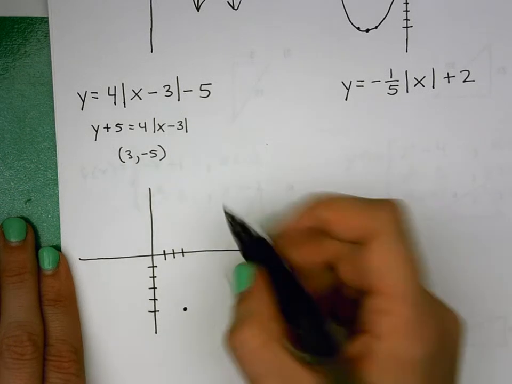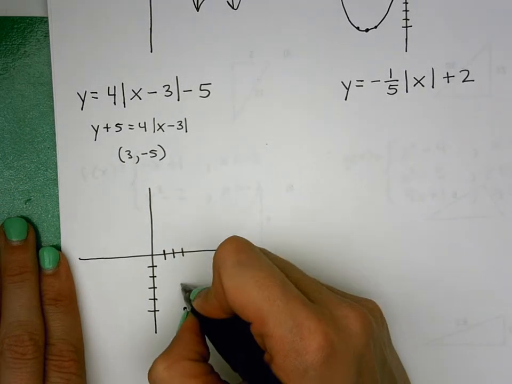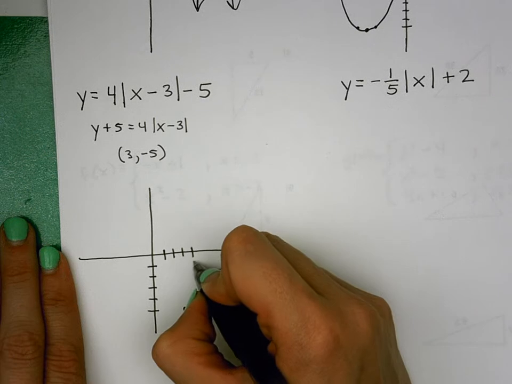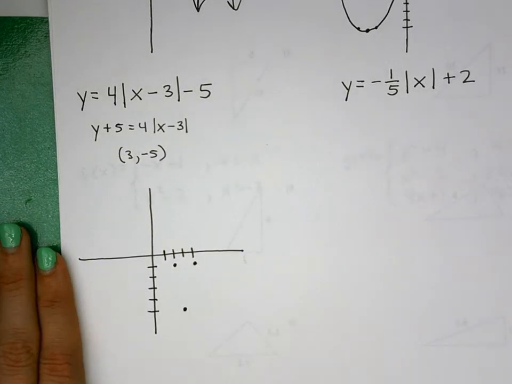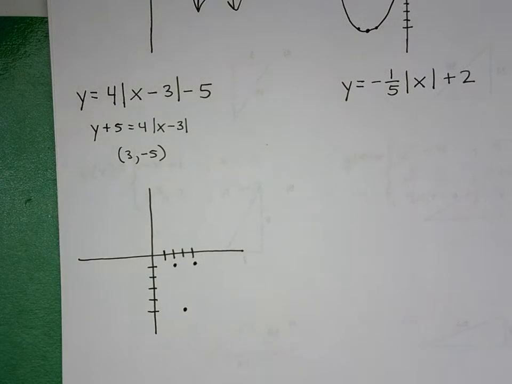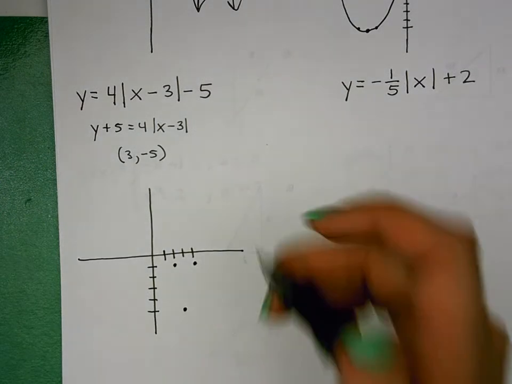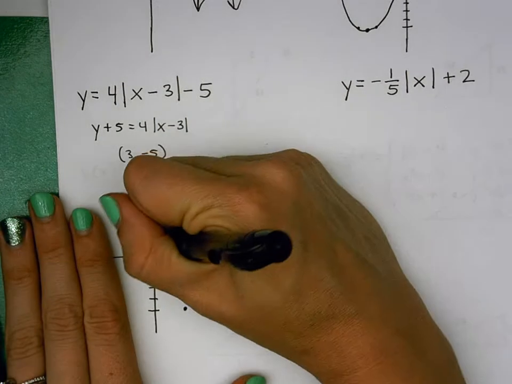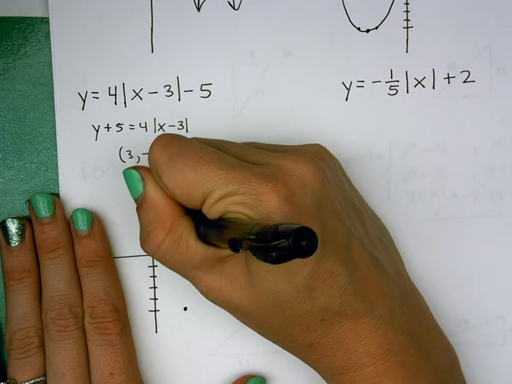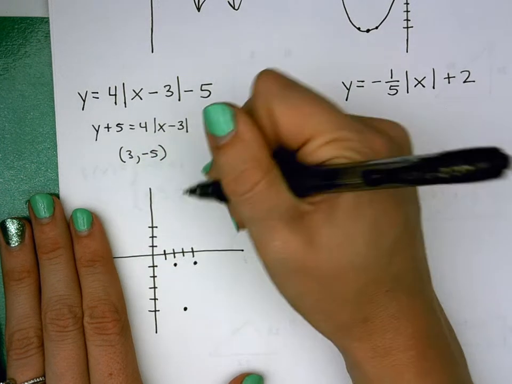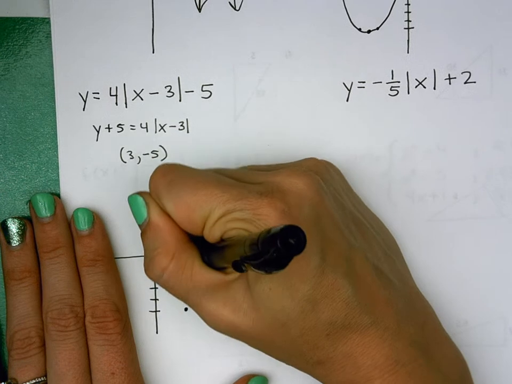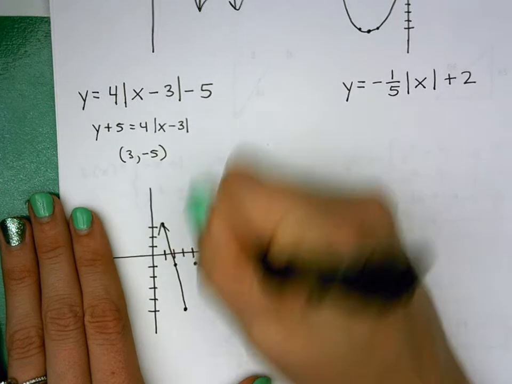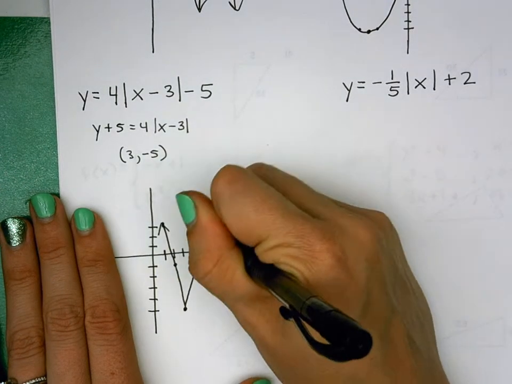Slope of 4, so I'm going up 4, 1, 2, 3, 4, over 1. And I'm doing it in both directions. Now this one I could keep going because this is a linear absolute value, so that pattern could persist if I wanted it to. You do not have to keep going though. You can stop with those two values if you would like. And so we've got our absolute value.